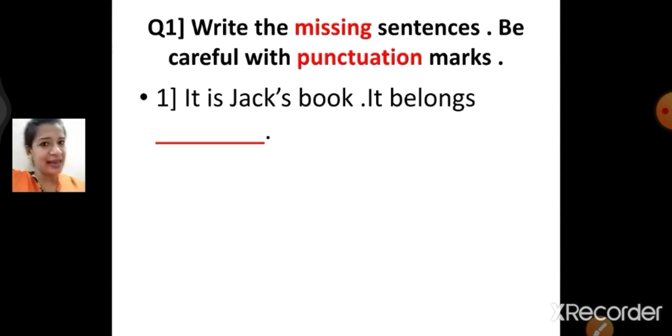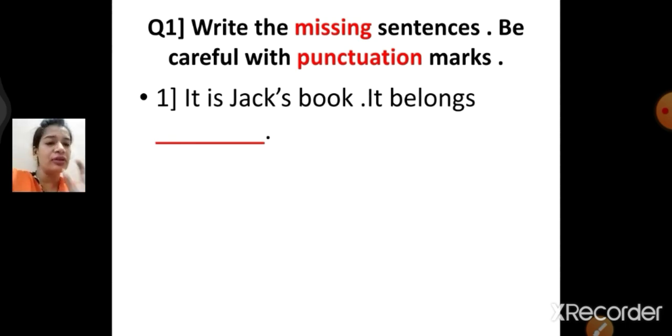Okay, so let's start with our exercise. Now write the missing sentences. Be careful with punctuation marks. So you have to write the missing sentences and you have to use punctuation marks wherever necessary. Now see the first one, it is Jack's book. It belongs dash. So this blank is given, you have to complete this blank.